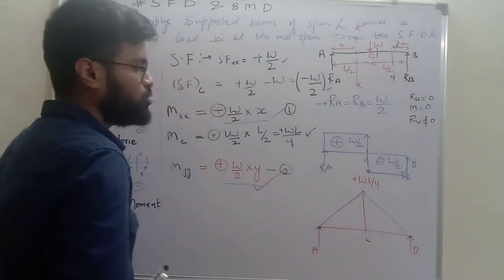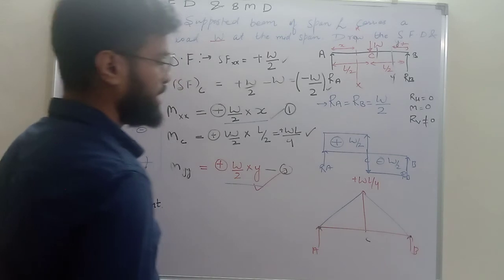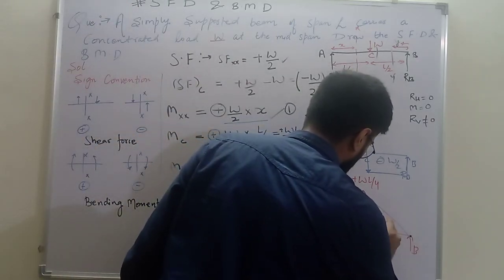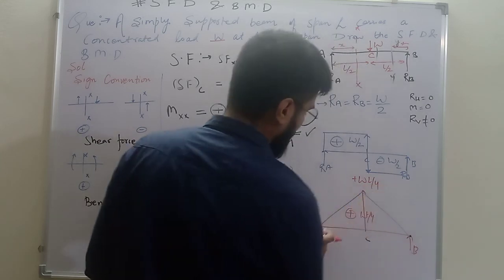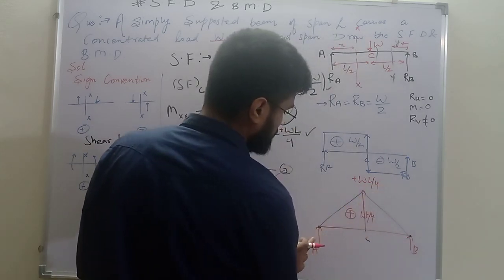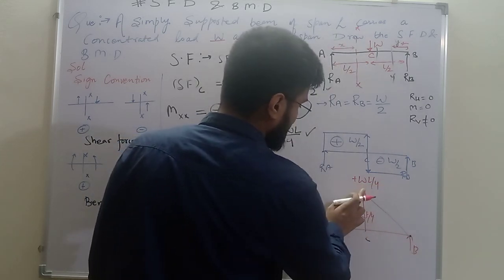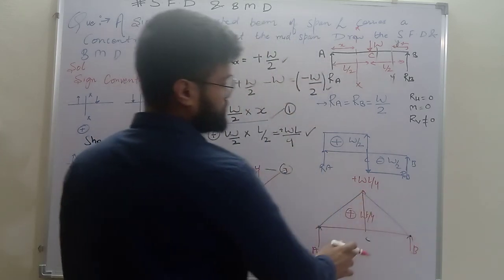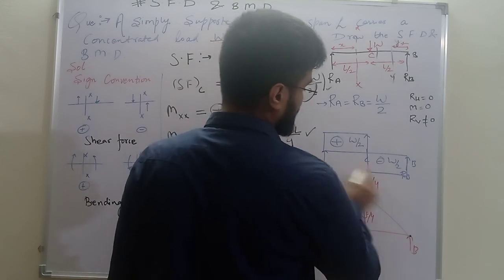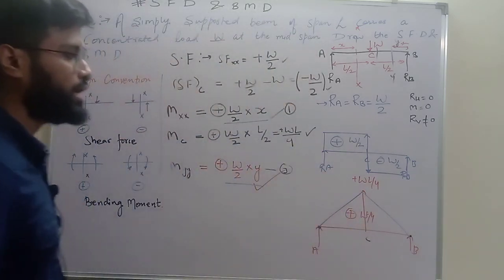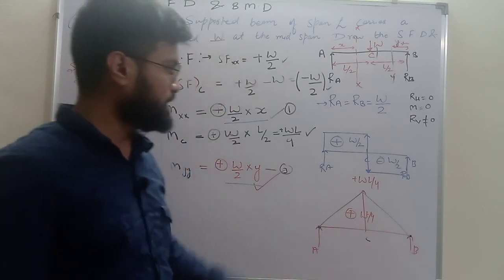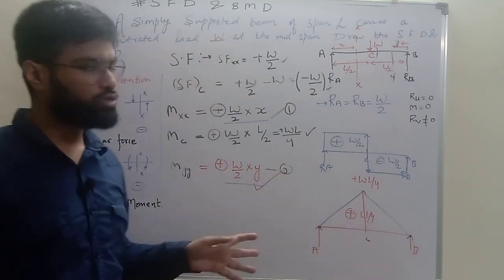So this is the bending moment diagram, and it is positive throughout. WL by 4 will be the maximum value here, and the bending moment will increase as we move from A to C. It will increase linearly. Then when we move from C to B, it will decrease linearly. The maximum value will be at the center, which is WL by 4. So this is the bending moment diagram, and this is the shear force diagram for this particular problem. I hope this is clear to you. If you have any doubt, you can ask me.